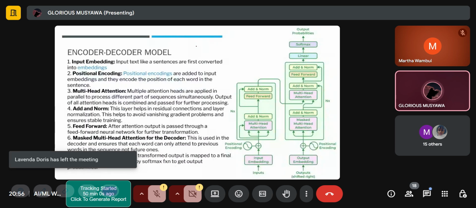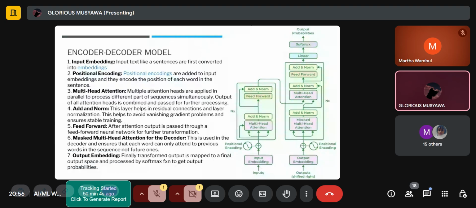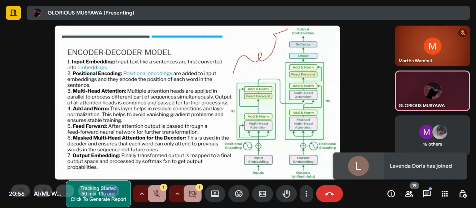An encoder-decoder model, this is just a diagram structure explaining the encoder side and the decoding side.